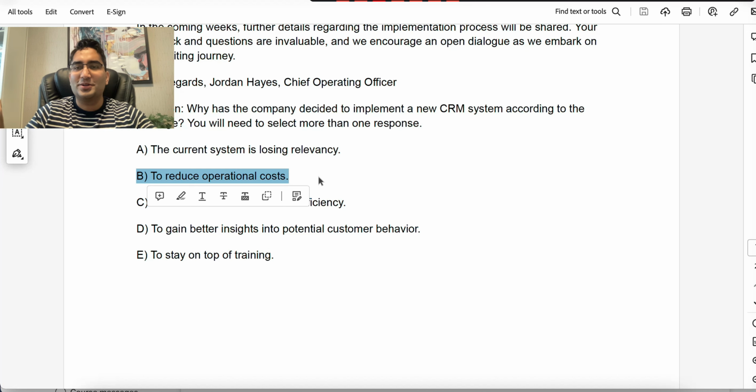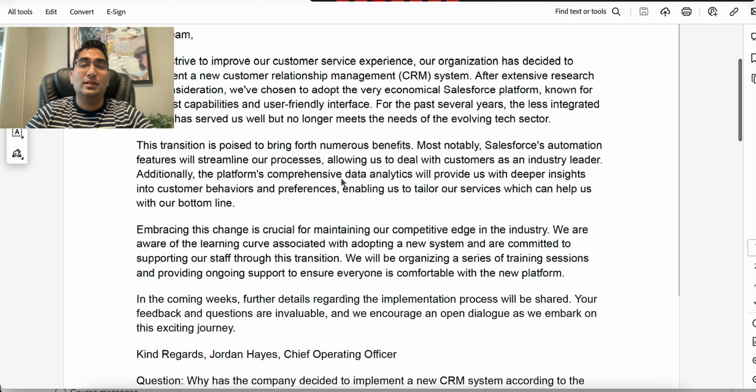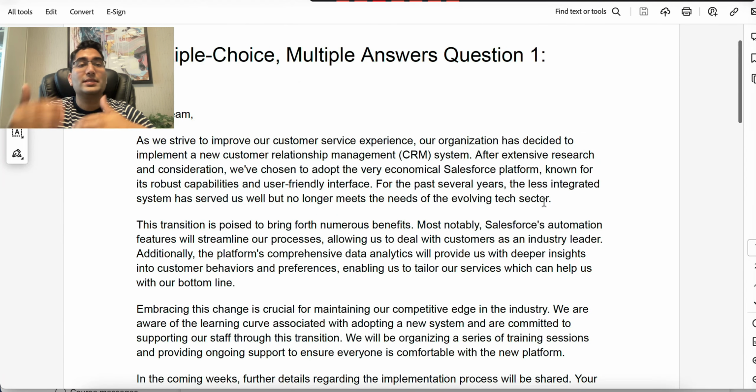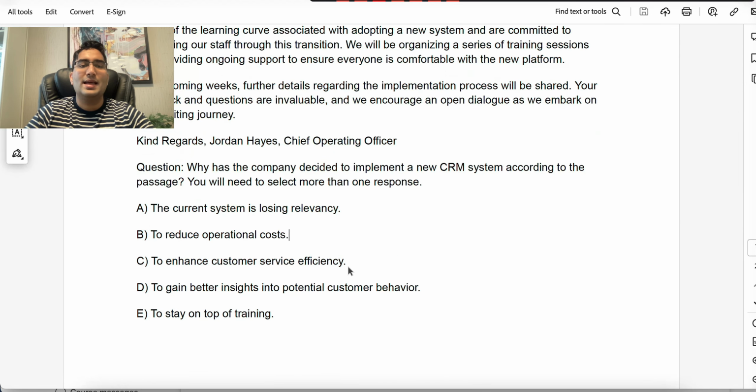It doesn't say operational costs, but the word economical, that one word is going to help you get that answer. So again, it's sometimes very hidden and some things you can completely ignore, but don't ignore adjectives like economical or, earlier, less integrated. Those things help you in getting to know the hidden meanings behind things. Let's look at the next one.